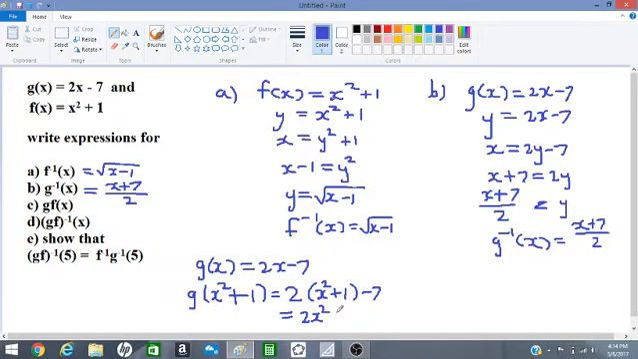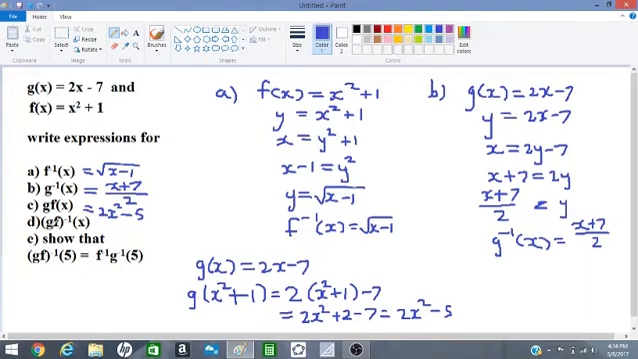So we get 2 times x squared is 2x squared. 2 times 1 is 2, minus 7, which is 2x squared. 2 take away 7 is minus 5. This is the answer for part C. So this is equal to 2x squared minus 5.